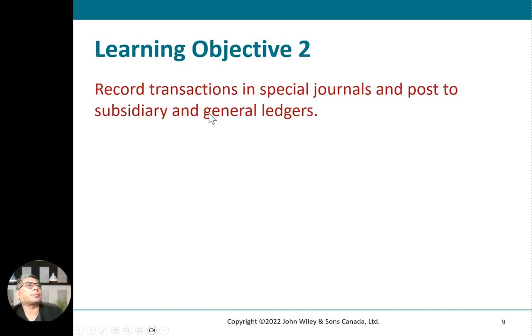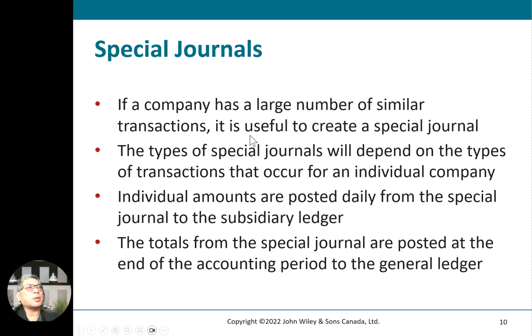Okay. Recording transactions in special journals and posting to subsidiary and general ledgers is objective number 2. Let's look at this in detail. What are special journals? If a company has a large number of similar transactions, it is useful to create a special journal. The type of special journal depends on the type of transactions that occur in the individual company. The individual amounts are posted daily from the special journal to the subsidiary ledger, and the totals from the journal are posted at the end of the period to the general ledger.